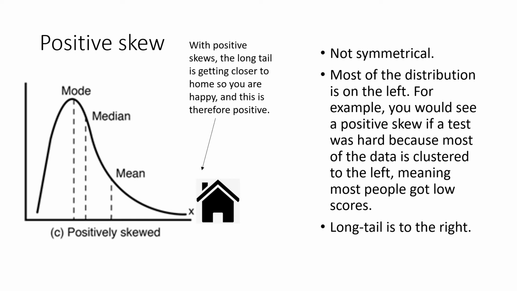Or you can see it as that long tail is going into more positive numbers, higher positive numbers, so it is a positive skew. So if you look, most of the distribution is on the left-hand side. You can see that the highest point is on the left. So if you think of an example, you would see this positive skew if a test was hard, because most of the data is clustered to that left, meaning most people got low scores. So if you think at the bottom, it was scores on a test, the majority are getting a low score, and the long tail is to the right.